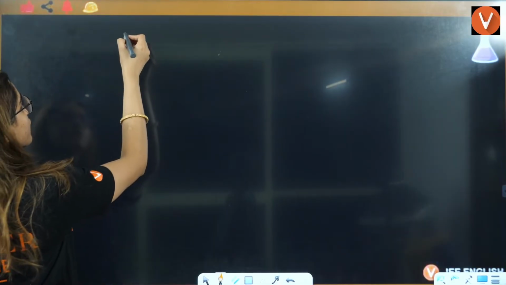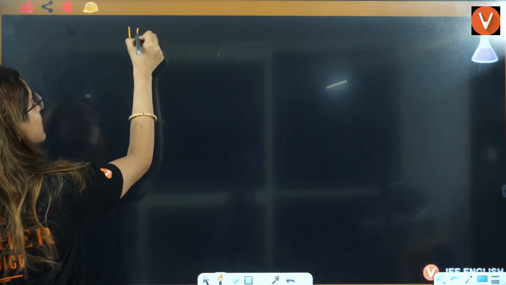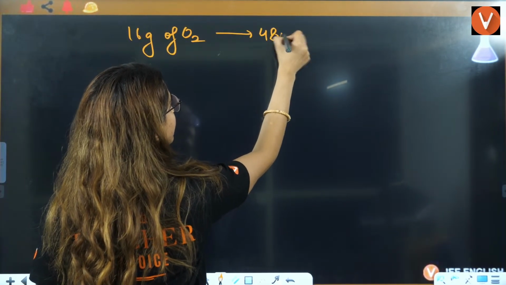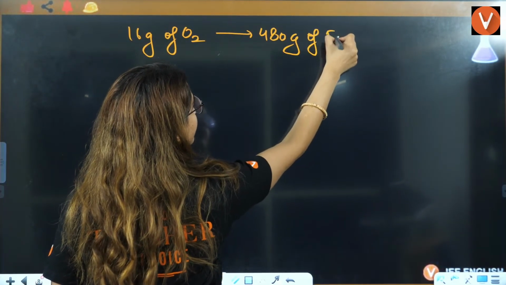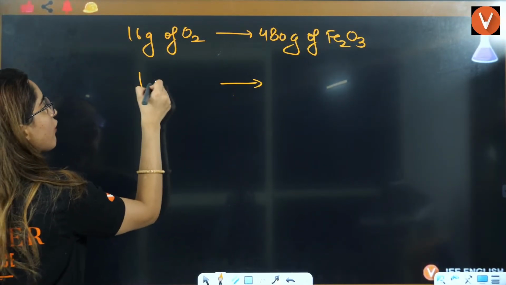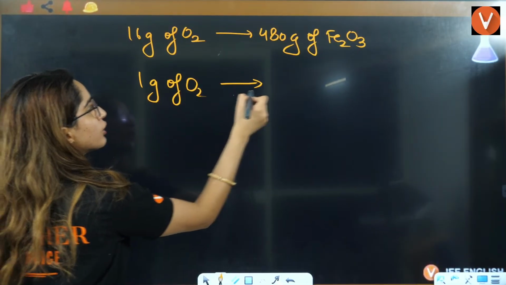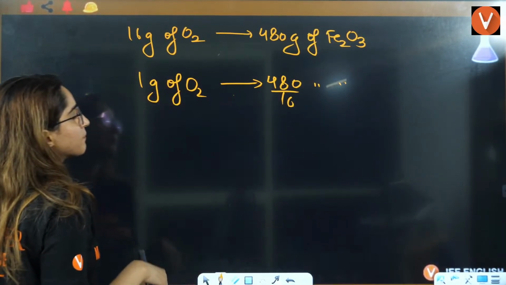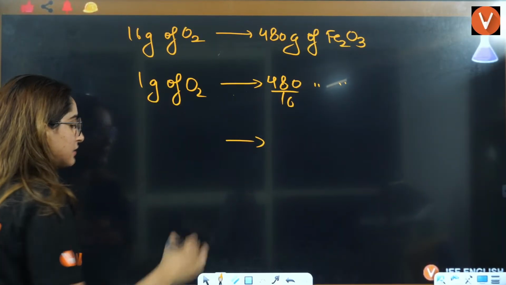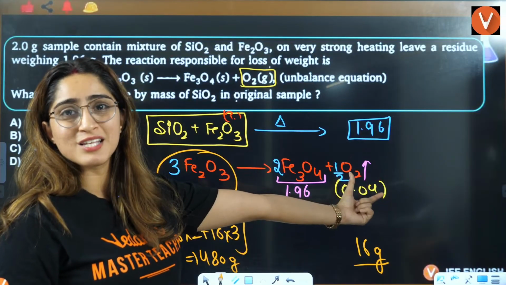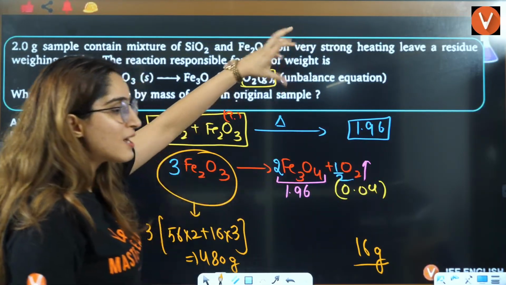So I need to find the Fe2O3. In 16 gram of oxygen, you have 480 gram of Fe2O3. Now we are going to ask, in 1 gram of oxygen, you're going to have 480 by 16 of Fe2O3. Then we want to see if you have this much oxygen.